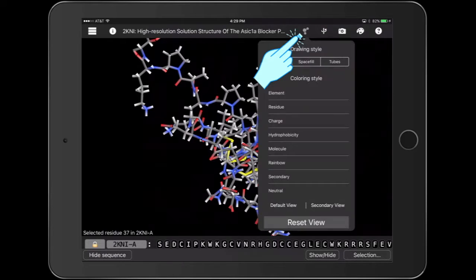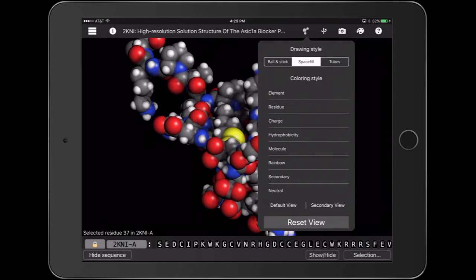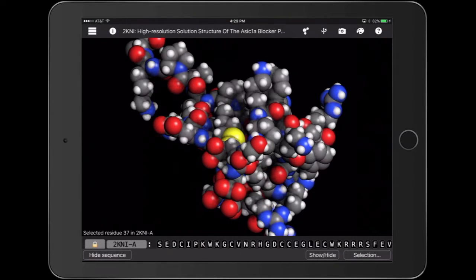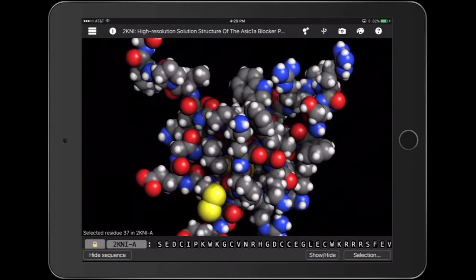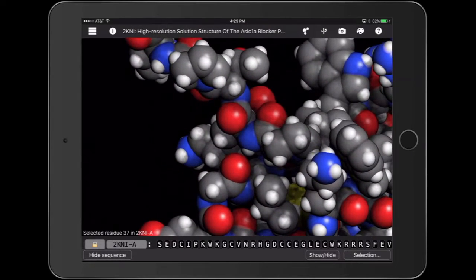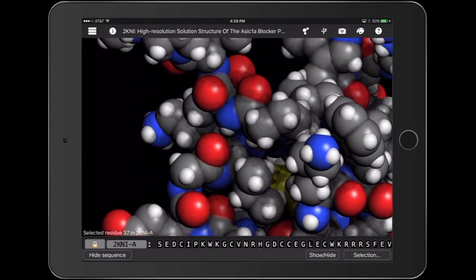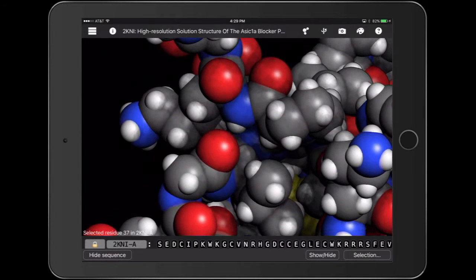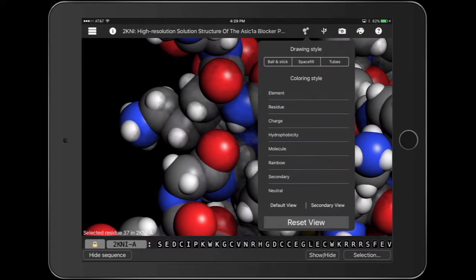So I open up the residues, I change to spacefill, and I'm going to turn the structure around until I can find a hydrogen bond. So I'm looking for a hydrogen between an oxygen and a nitrogen, or two oxygens or two nitrogens. I zoom in a little bit by spreading my fingers apart, and I can see there's a hydrogen right there in the middle. Now I want to figure out what those residues are.